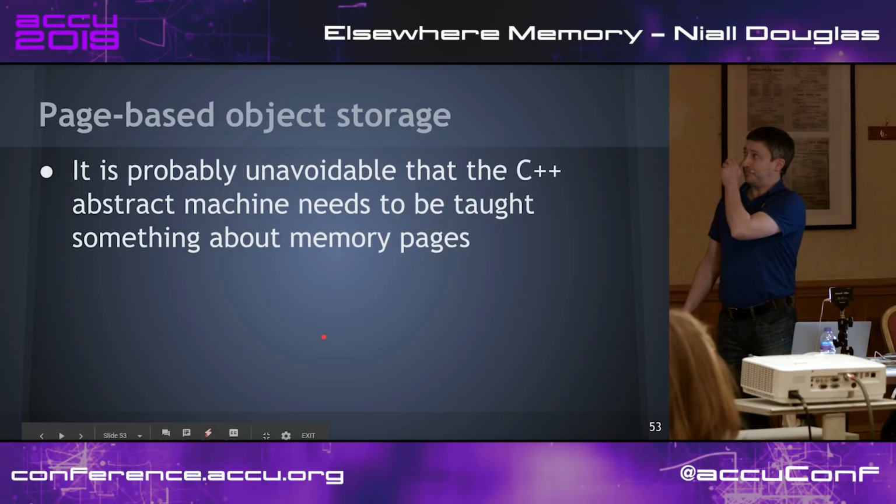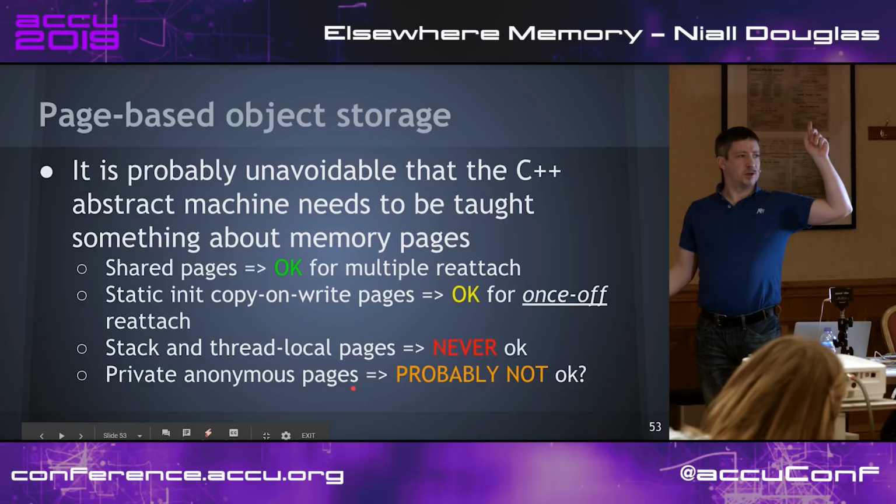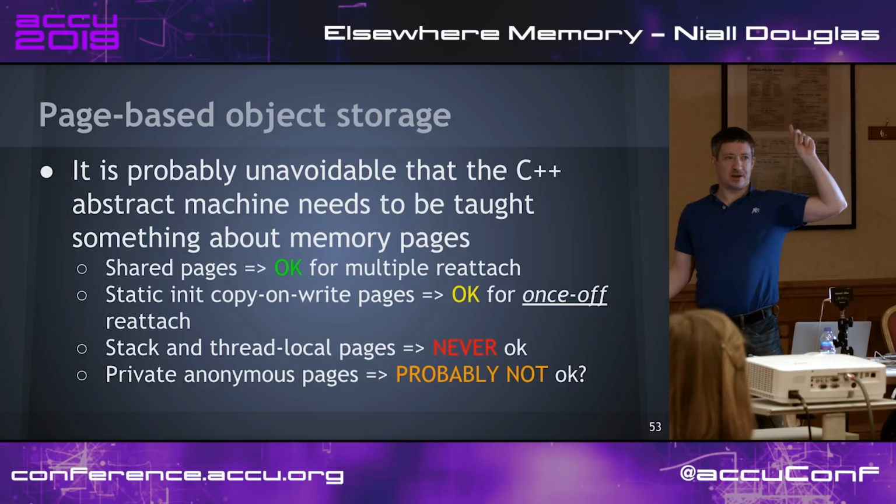And that basically summarizes this. Can anyone think of any situation where you would be able to share a private anonymous page? No? Not even with child processes, forking? No? I couldn't think of one either, so I'll just move on.